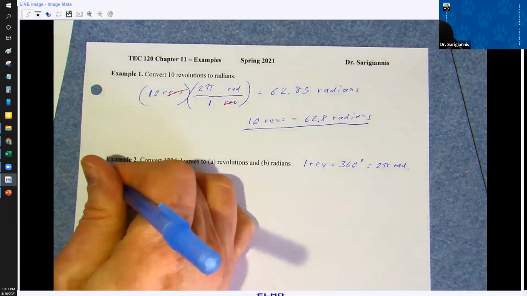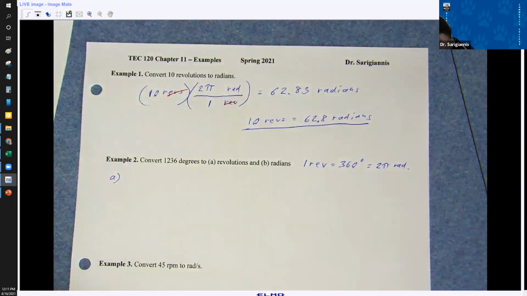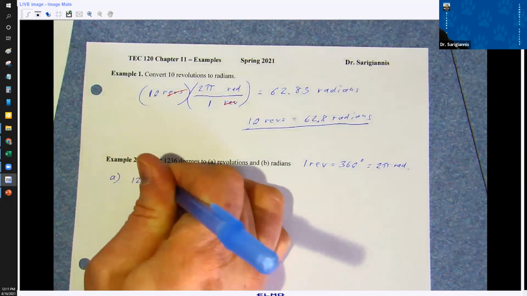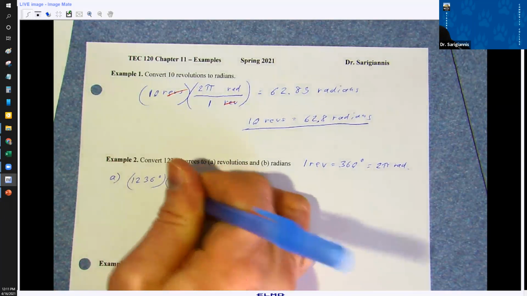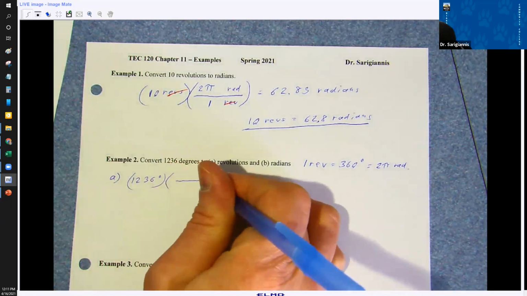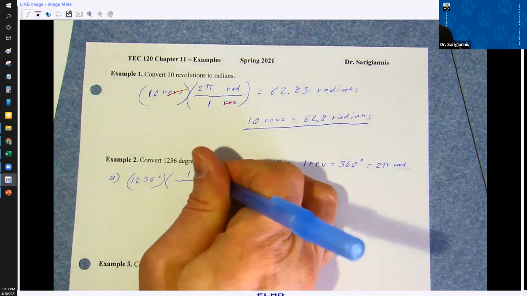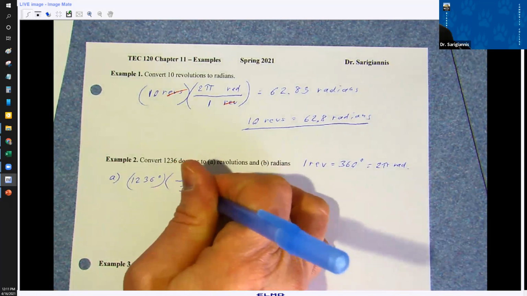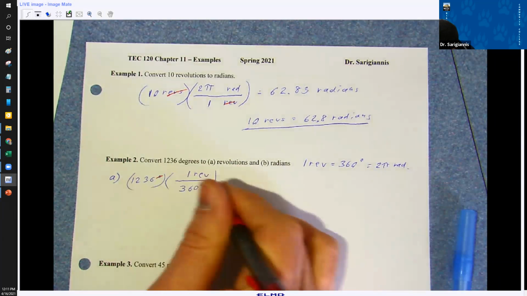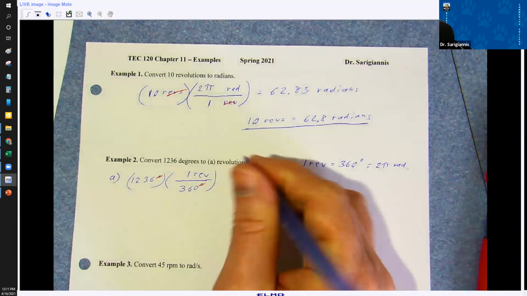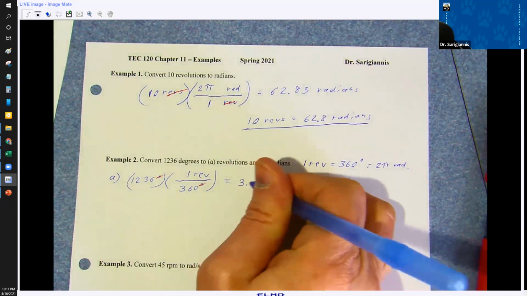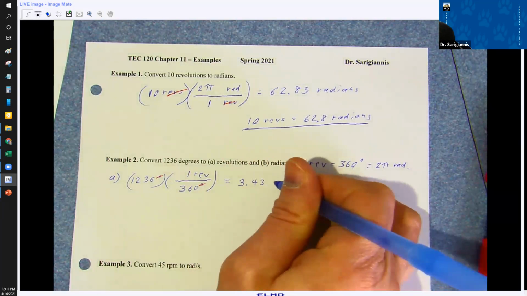So part A, revolutions. We've got 1236 degrees, and we want revolutions. Degrees cancel. You wind up with 1236 divided by 360, which is 3.43 revs.